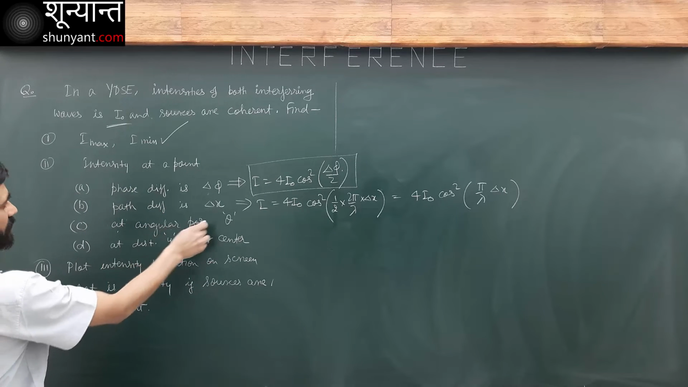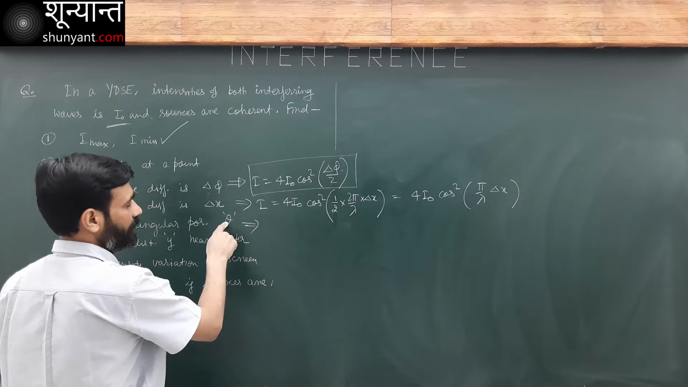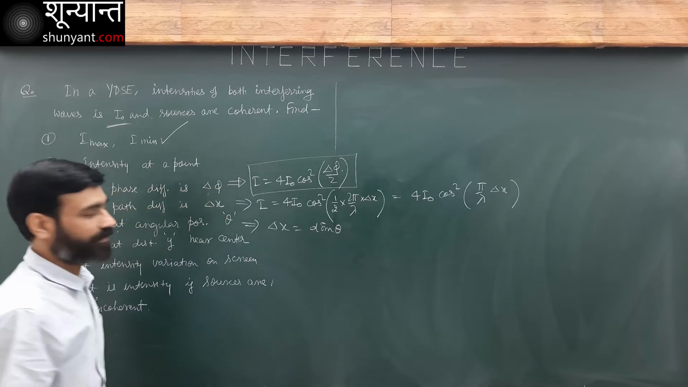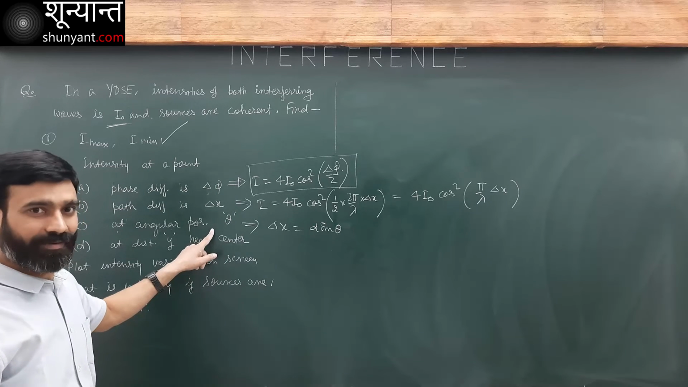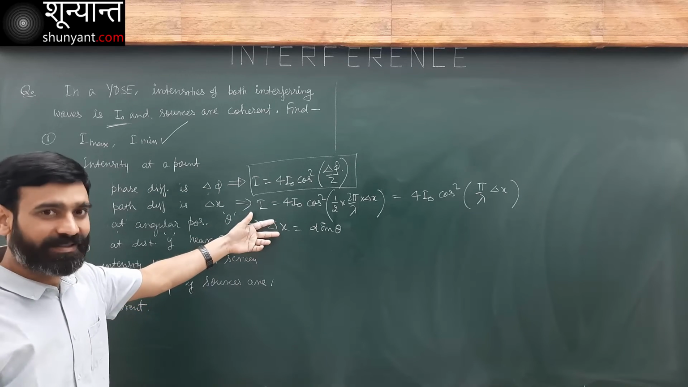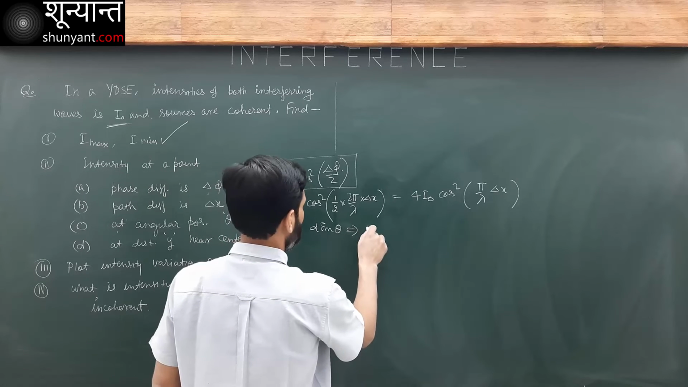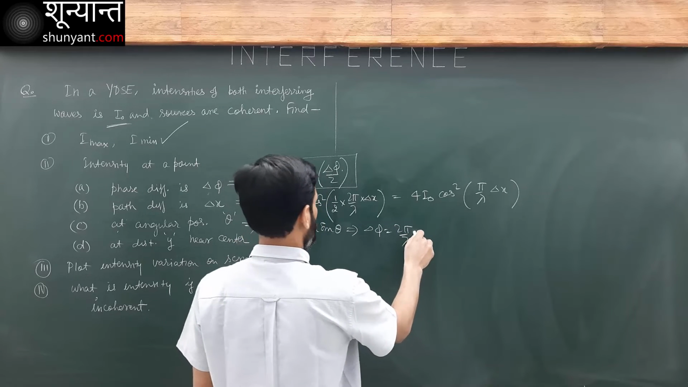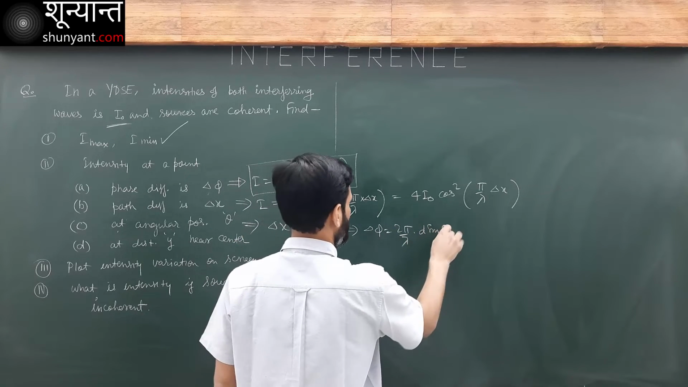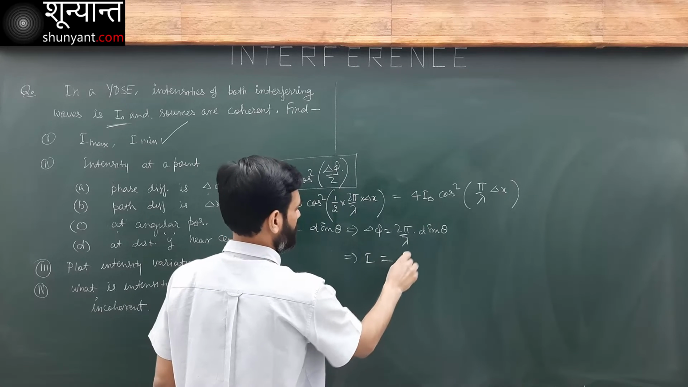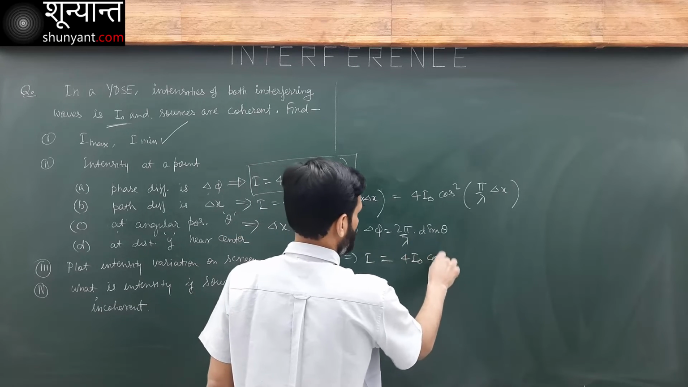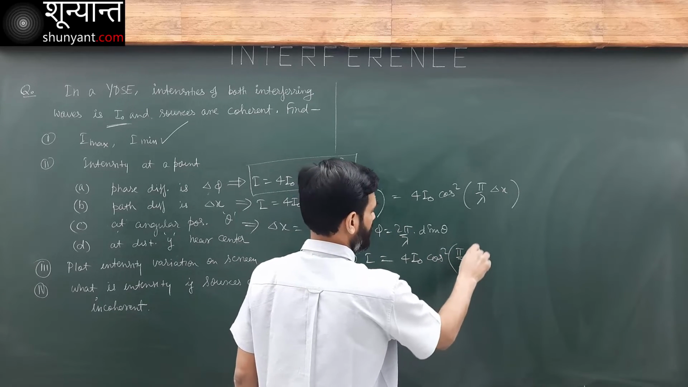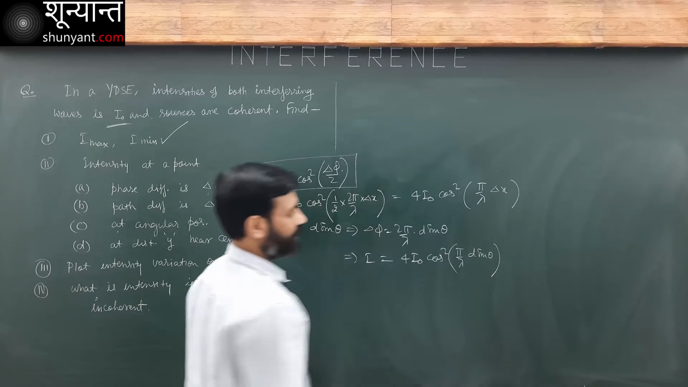Okay, at angular position theta, what is delta x? It is d sine theta. At angular position theta, this is the path difference. Now if I know the path difference, I can find the phase difference, delta phi, 2 pi over lambda and d sine theta. Then I know the intensity. It is 4 I naught cos square delta phi over 2, so pi over lambda and d sine theta. That's how we write it.